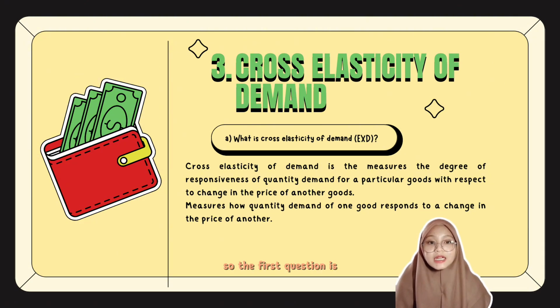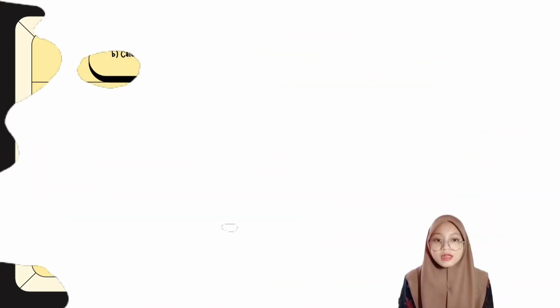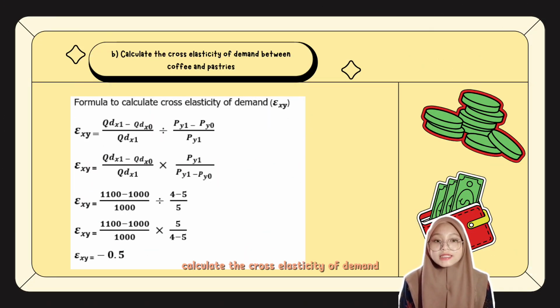So the first question is, what is cross elasticity of demand? So cross elasticity of demand measures the degree of responsiveness of quantity demanded for a particular good with respect to a change in the price of another good. So in other words, it measures how the quantity demanded of one good responds to a change in the price of another good. So the next question is, calculate the cross elasticity of demand between coffee and pastries. So for the calculation, we will use the formula to calculate cross elasticity of demand.